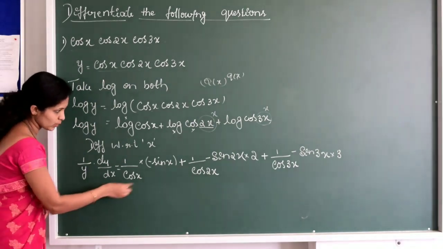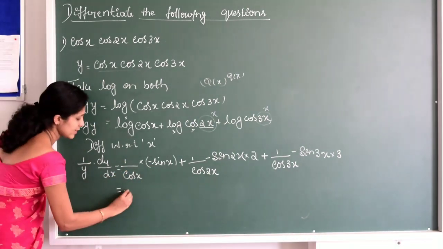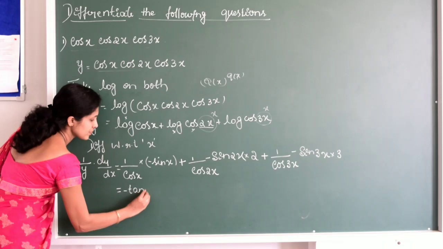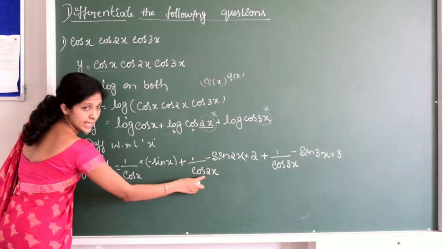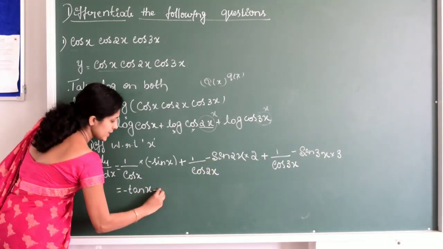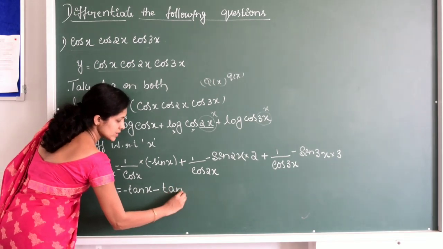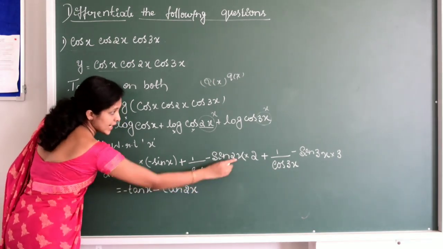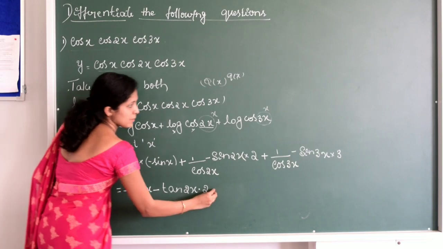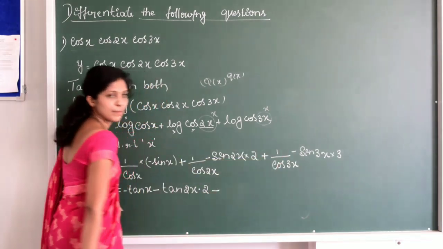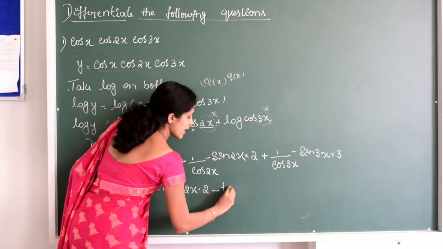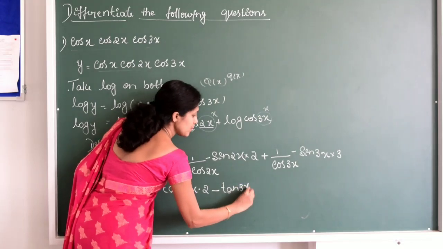Now this is equal to minus sin x by cos x. I can write minus tan x, minus sin 2x by cos 2x. So this will be now minus tan, sin by cos, it is tan 2x into 2 as it is. Then again sin 3x divided by cos 3x will be minus tan 3x into 3.